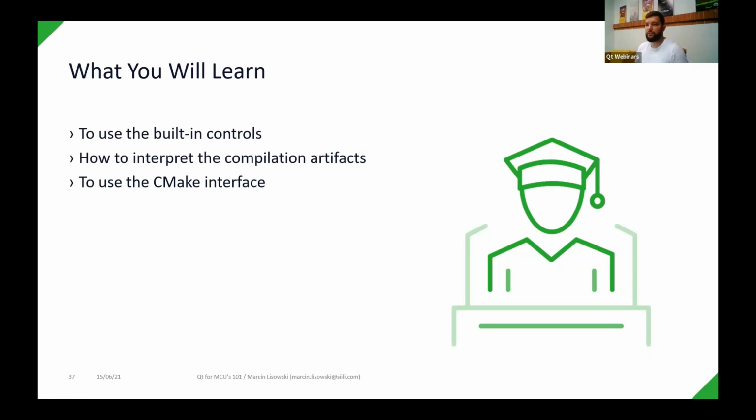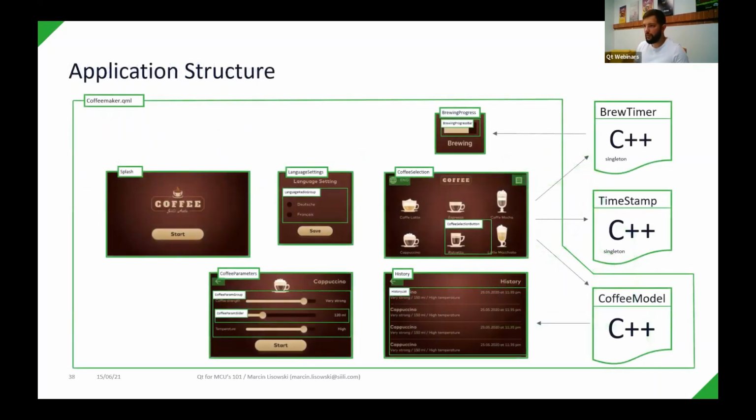And you will also learn how to use CMake interface to extend your application. Just to give you an idea of what we are going to build, this is the composed structure of our application. We will have this splash screen on the left side with some logo and a button to start our application. Then we'll show a simple coffee selection screen, which will have some icons of the coffees with labels.